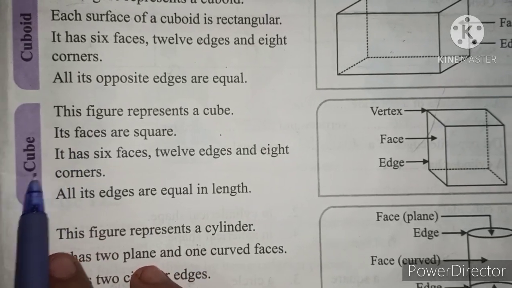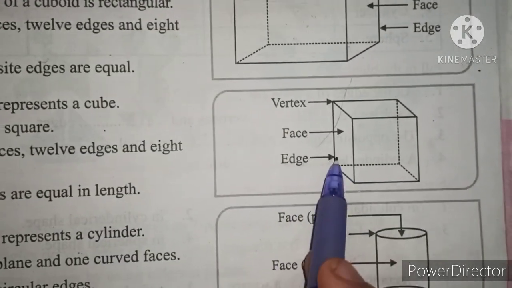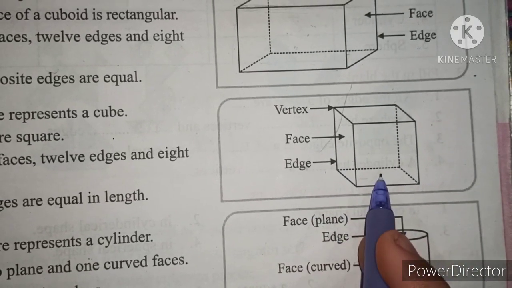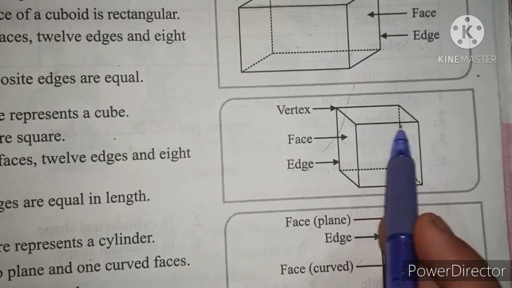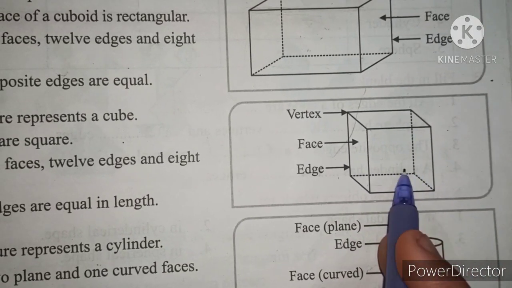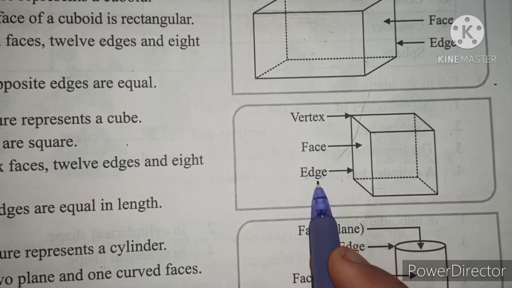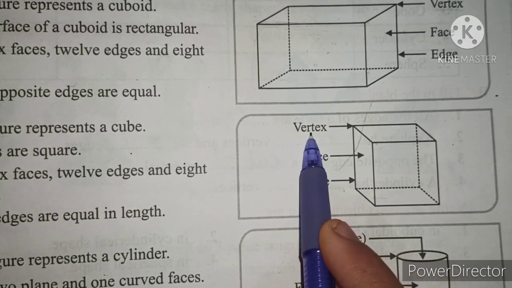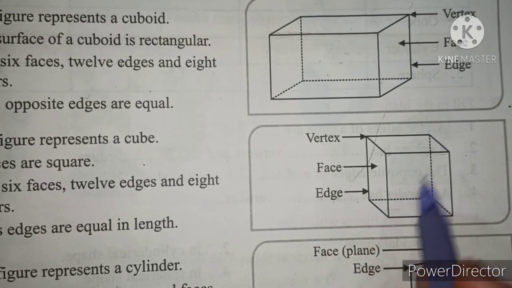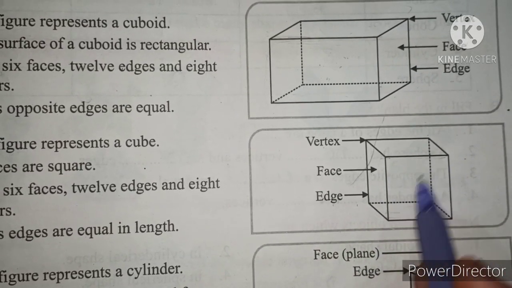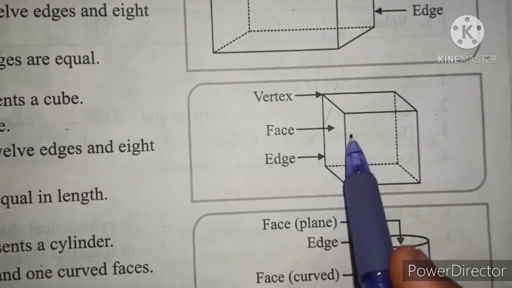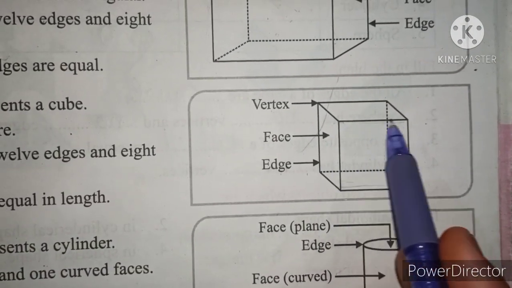Now next is cube. Look here children. This figure represents a cube. Its faces are square. It has 6 faces, 12 edges and 8 corners. All its edges are equal in length. Children, the length around it is equal.